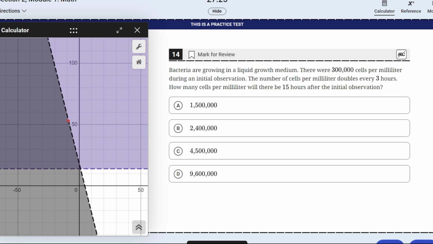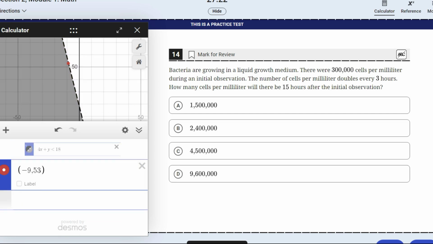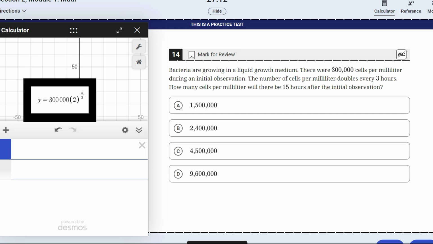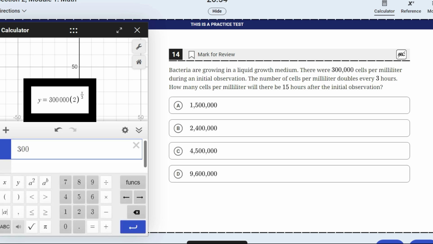All right, next one, we have bacteria growth, and it doubles every 3 hours. Okay, so we can easily figure out the formula. It's 300,000 times 2 to the power of t over 3, because it must double. So that means that when t is equal to 15, the exponent for 2 would be 5. So basically, I have to multiply 300 by 32, which will give me 9,600,000.